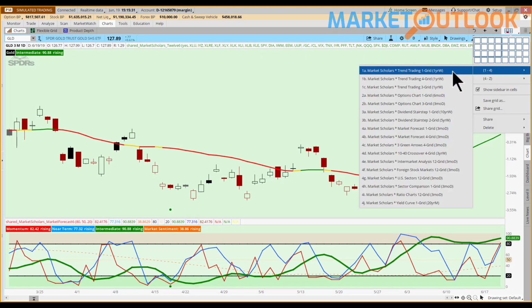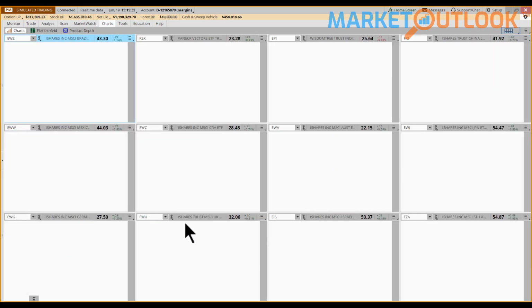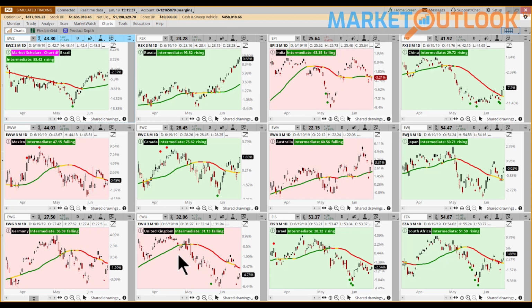Let's go ahead and take a look at our next chart setup, and this will be chart 4F. This is our foreign stock market setup now. And as you can see here, it's a bit more of a mixed bag. We're all over the board here with green versus pink charts. I would say on the whole, it did seem like we had more positive price action here today than negative price action. And that could have been aided by the fact that the US dollar was down today, as I mentioned a moment ago.